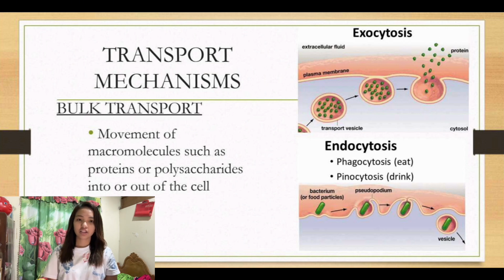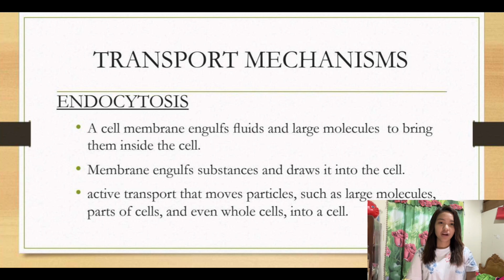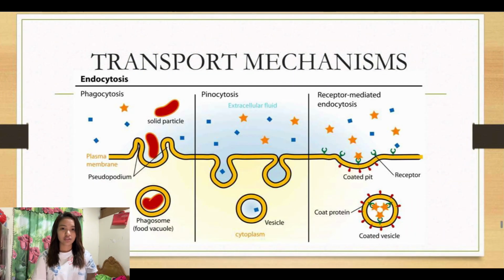In bulk cell transport, the cell employs active processes like endocytosis and exocytosis. Endocytosis. Ito ay isang process kung saan ine-enclose ng cells ang mga big substance material na mula sa labas nito sa pamamagitan ng pagbalot sa kanyang cell membrane. At dito nabubuo ang vesicles or vacuoles. Ang endocytosis ay importante para sa pagdadala ng malalaking molecules papasok sa cells.